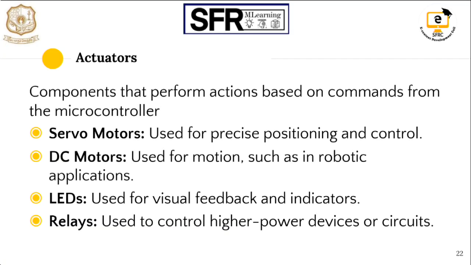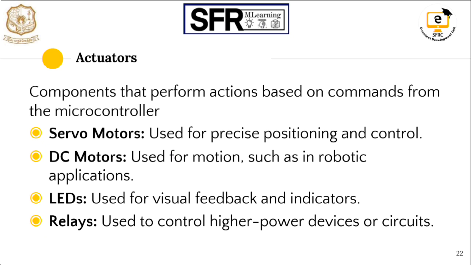And the next one is the actuators. Actuators are the real components that perform the actions given by the microcontrollers. The microcontrollers give commands to the actuators, and the actuators carry out the actions. A simple one is the servo motor. It is used for precise positioning and control. And the next one is the DC motor. In some robotic applications, even the movement of hands, legs, etc. can be done with the help of DC motors.